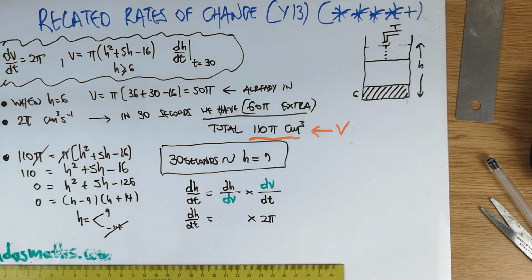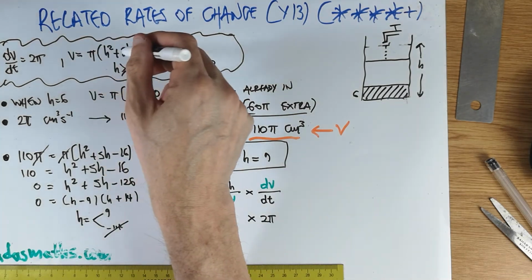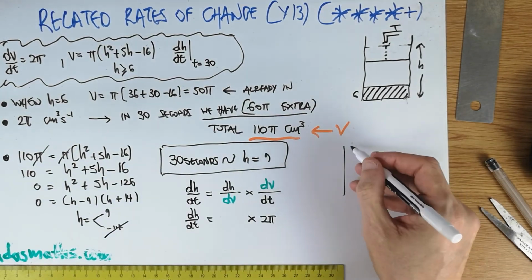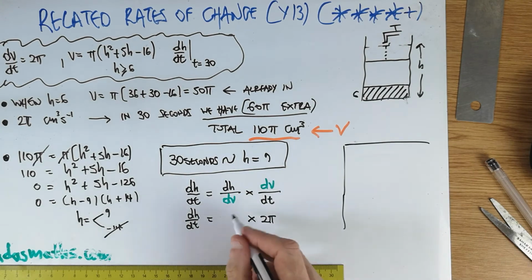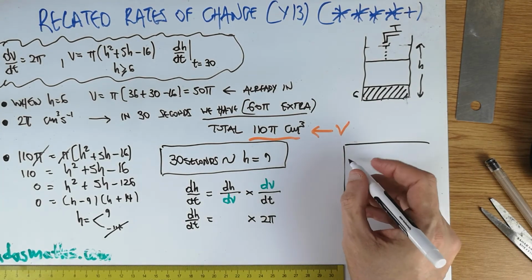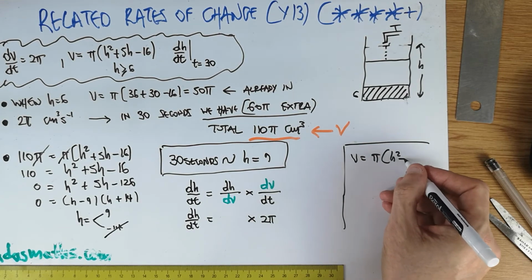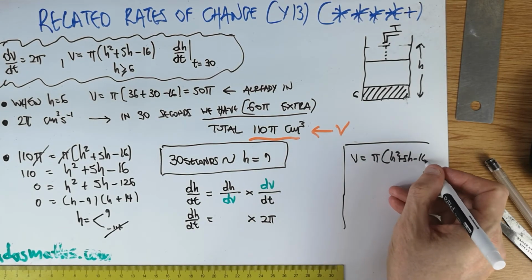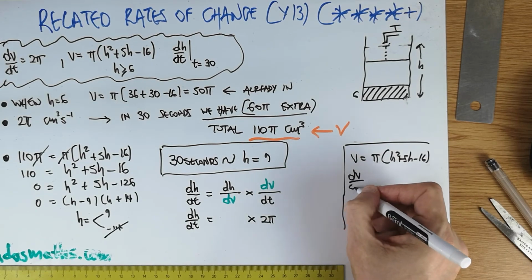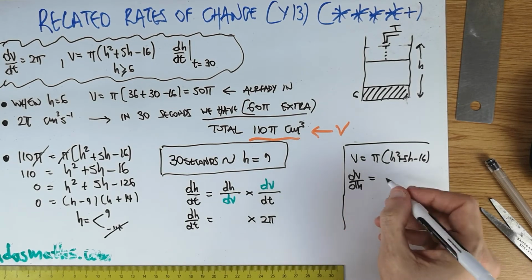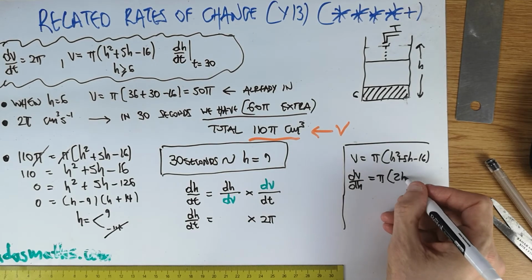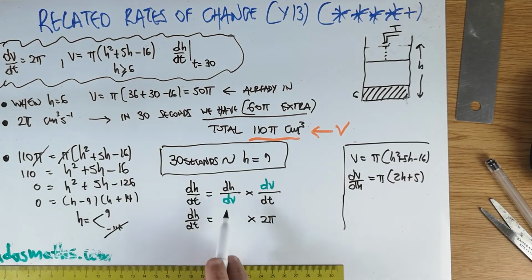What is dh by dv? In order to find dh by dv, we need to have a formula that connects v and h in some form. We have it, it's here. We just need to differentiate it and come up with something sensible to put in our expression. So v is equal to pi times h squared plus 5h minus 16. dv by dh is pi, 2h plus 5. Do we want it like that, or is it upside down?